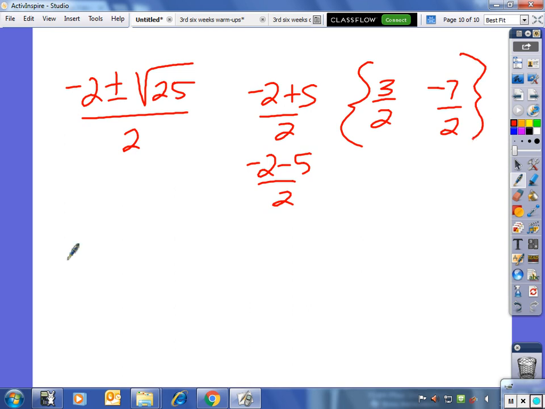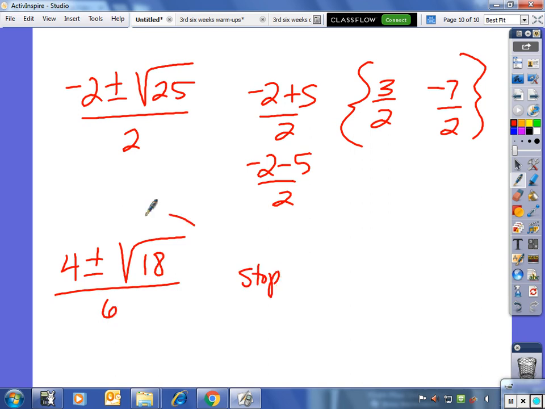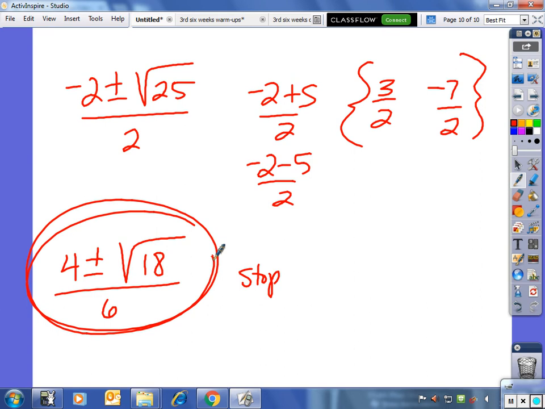What if you had 4 plus or minus the square root of 18 divided by 6? What do you do there? Stop. This is the answer. Why can't I keep going? Because 18 is not a perfect square. Does it mean that it doesn't have roots? It absolutely has roots. What does it tell me about the roots? Yeah, they're not nice roots. They're weird decimals or fractions. So we're just going to stop right there.